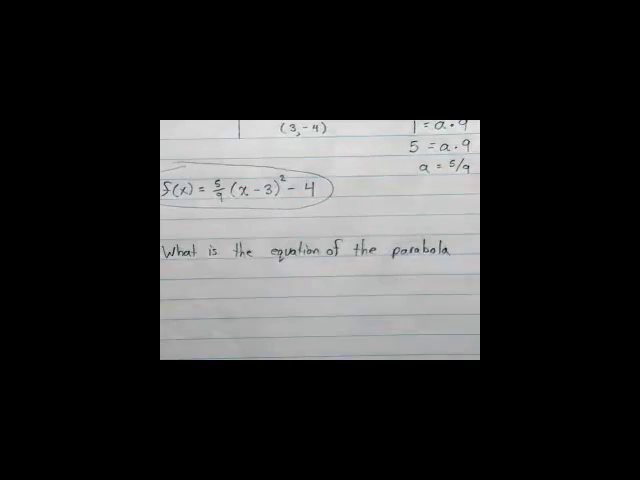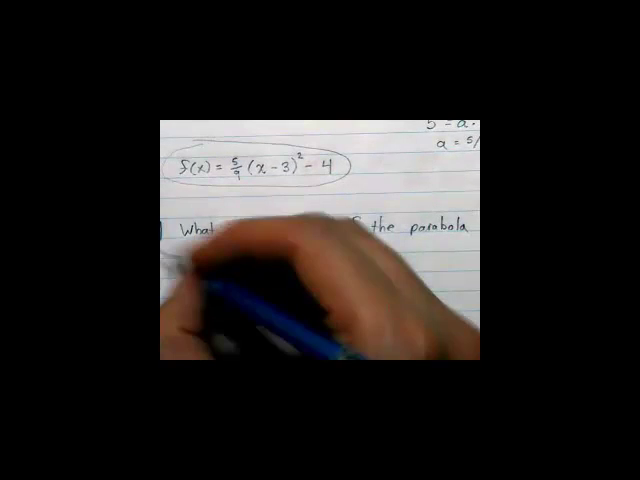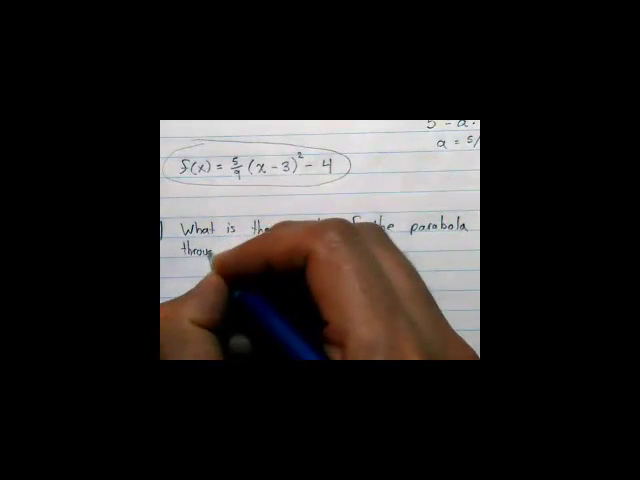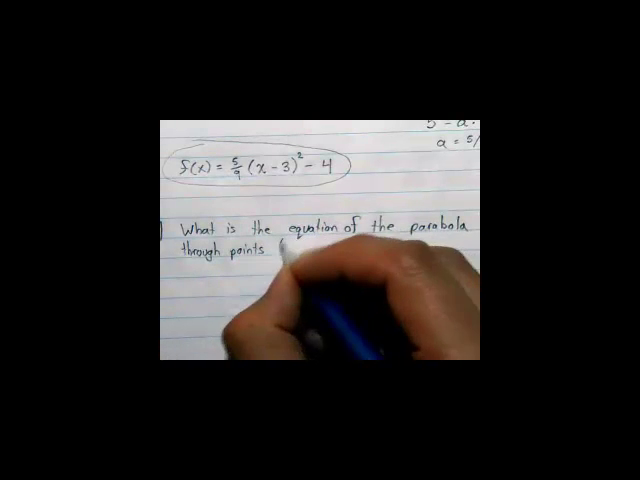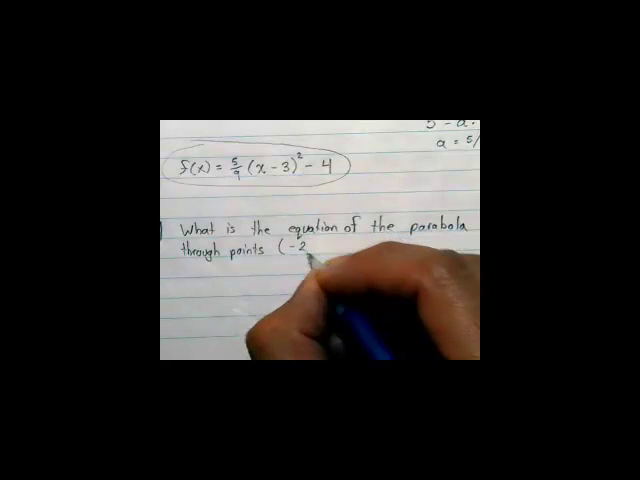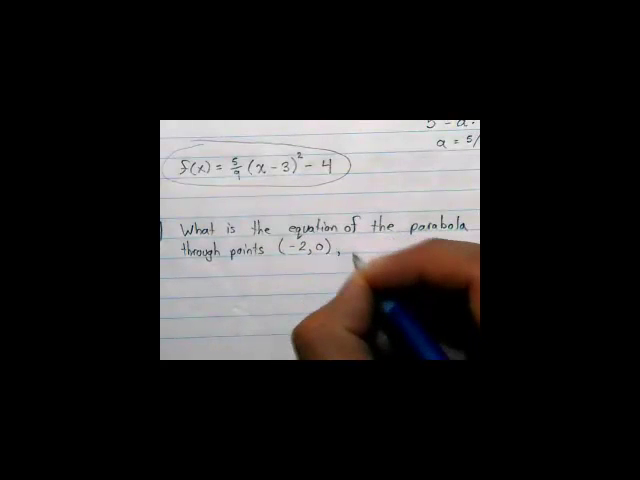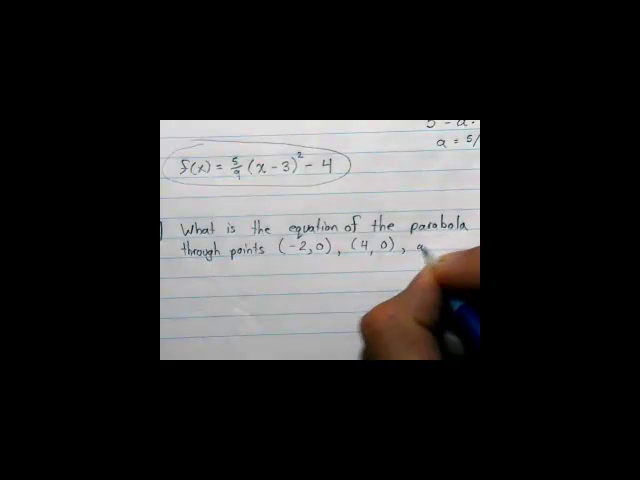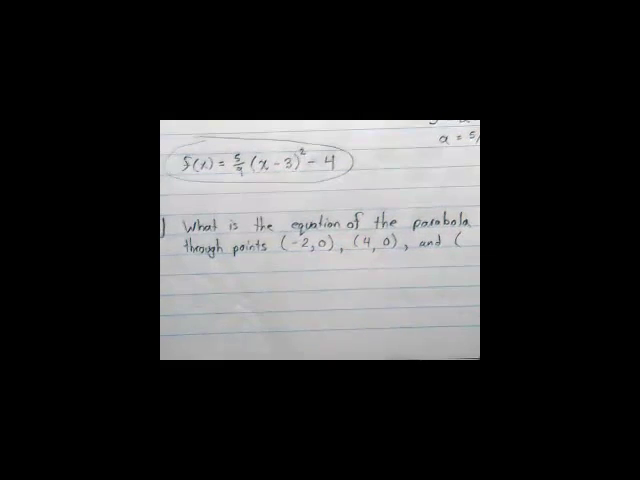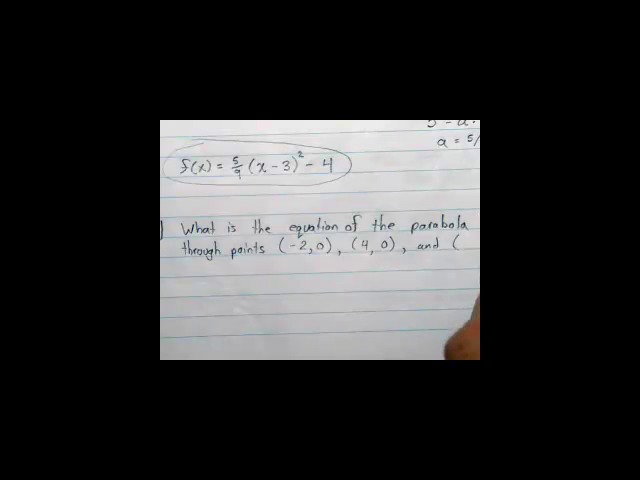What is the equation of the parabola through points -2, 0, 4, 0, and 5, -3.